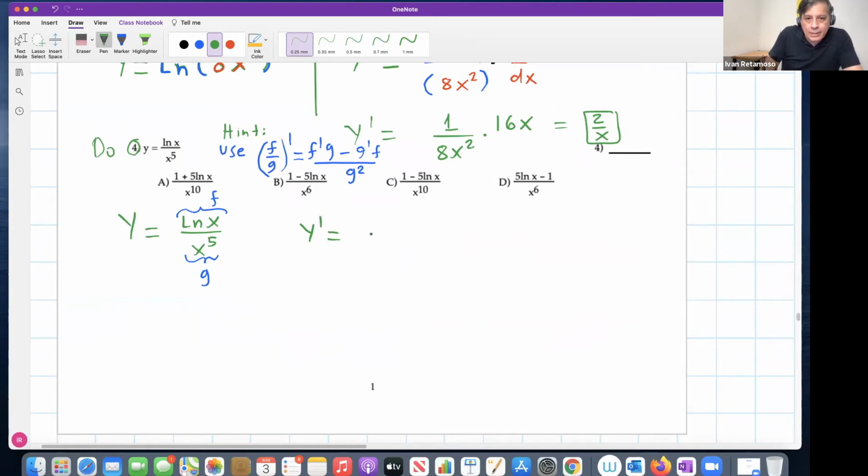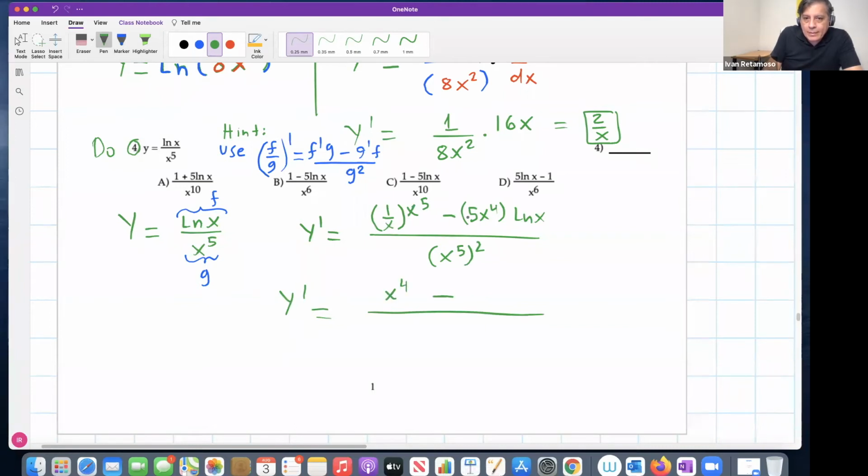We said that y prime, the derivative of this, 1 over x times g, x to the 5th, minus g prime, the derivative of this, 5x to the 4th, times the other guy, natural log of x. We said that, right? And then everything divided by this guy squared. Okay, but then simplifying, x to the 5th divided by x to the 4th, minus 5x to the 4th times natural log of x over x raised to 5 times 2, 10, right?